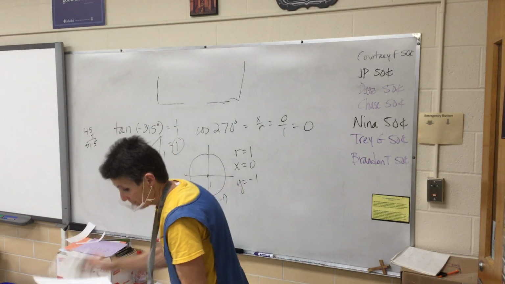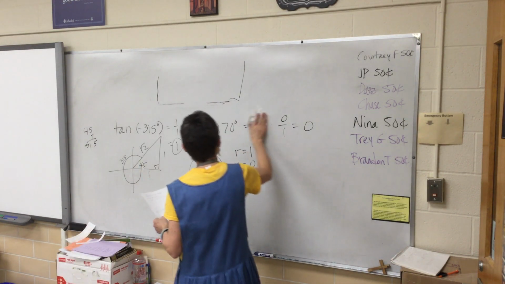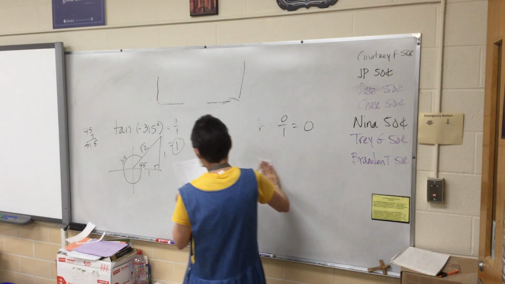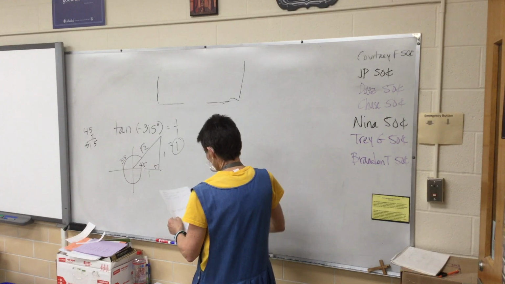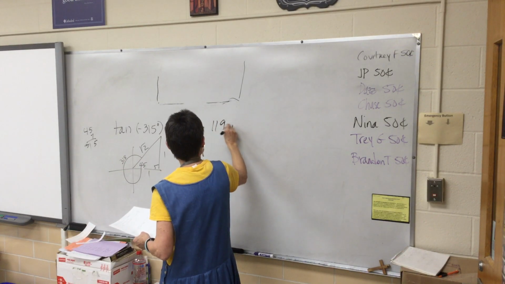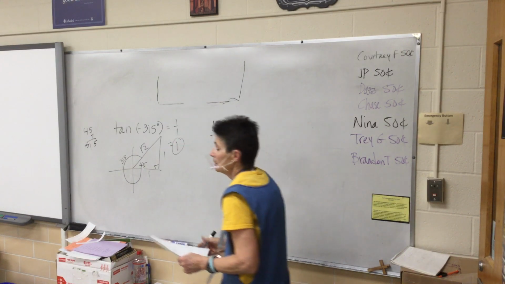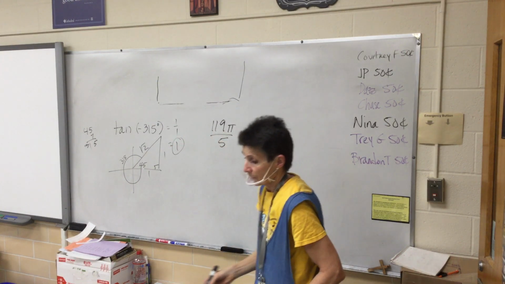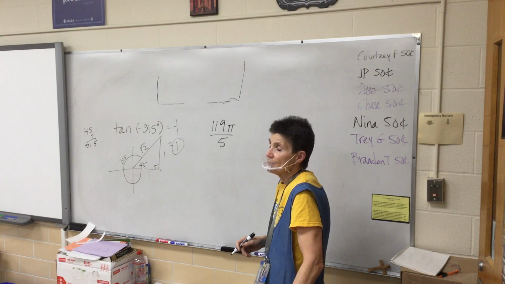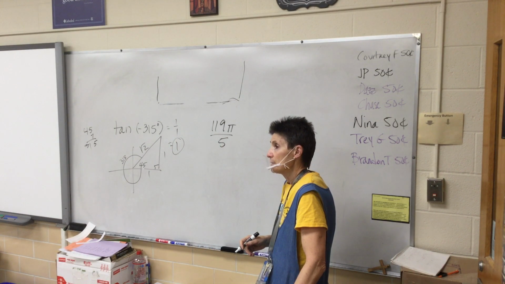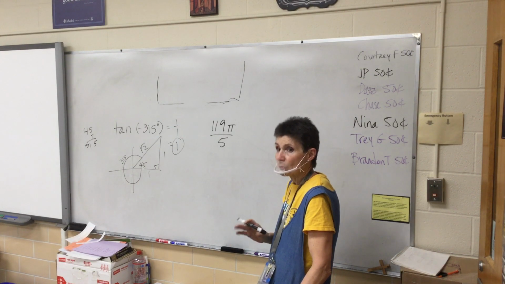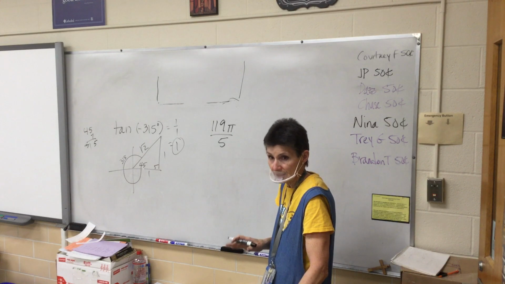Now, find the smallest positive and negative coterminal angles for 119 pi over 5. You know that to find coterminal angles, you either add or subtract revolutions, right?